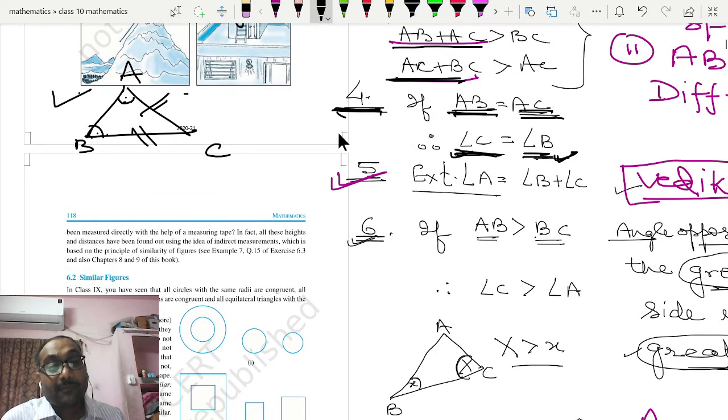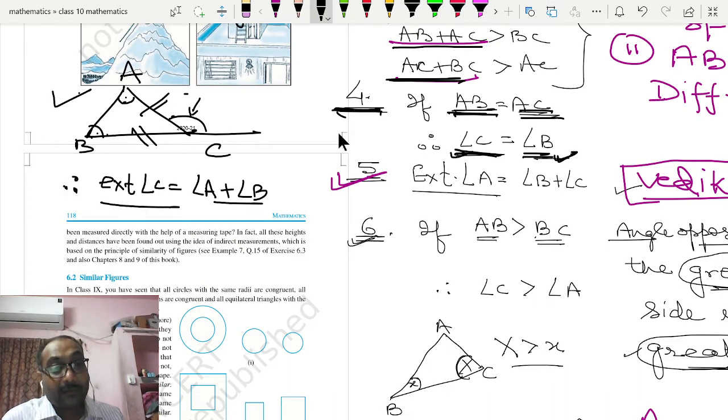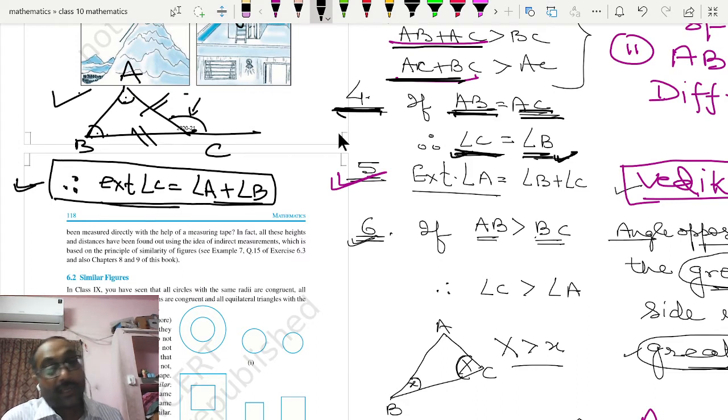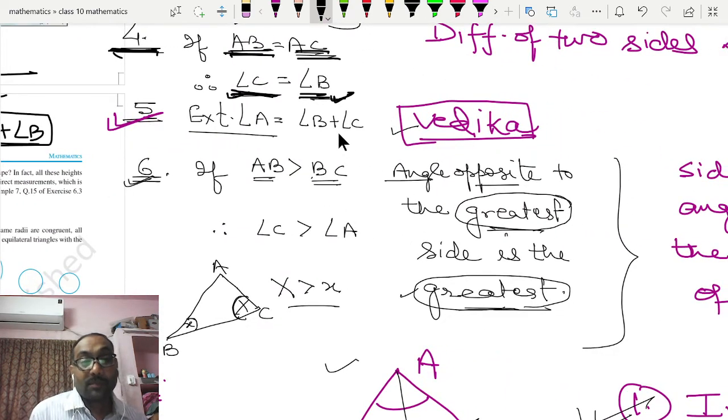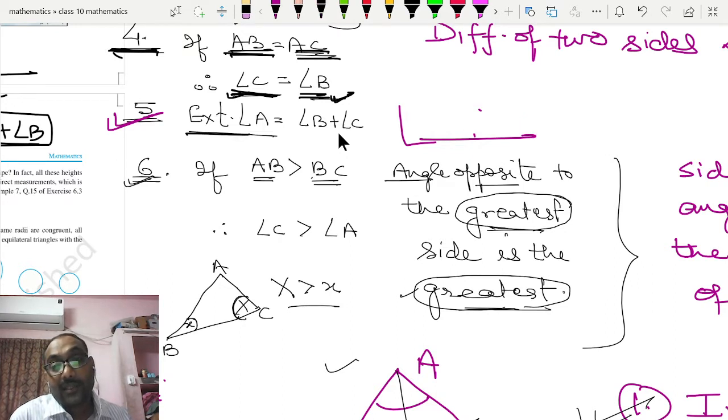Now, exterior angle property. See, if I am taking angle C, exterior angle, then exterior angle C will be equal to angle A plus angle B. It means sum of opposite interior angles. This will be the result of any exterior angle. Similarly, you can add one more property to it, that sum of all the exterior angles of a triangle is equal to 360 degrees.